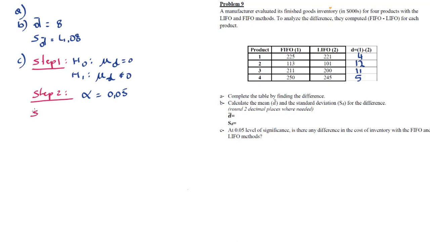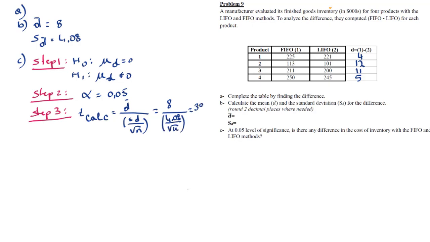Question C. Step 1. We state our hypothesis. We are claiming that there is a difference between the two methods, so the average of the differences would be different than 0, and this goes into H1, and the inverse would go into H0. In step 2, we state alpha, which is equal to 0.05, our level of significance.